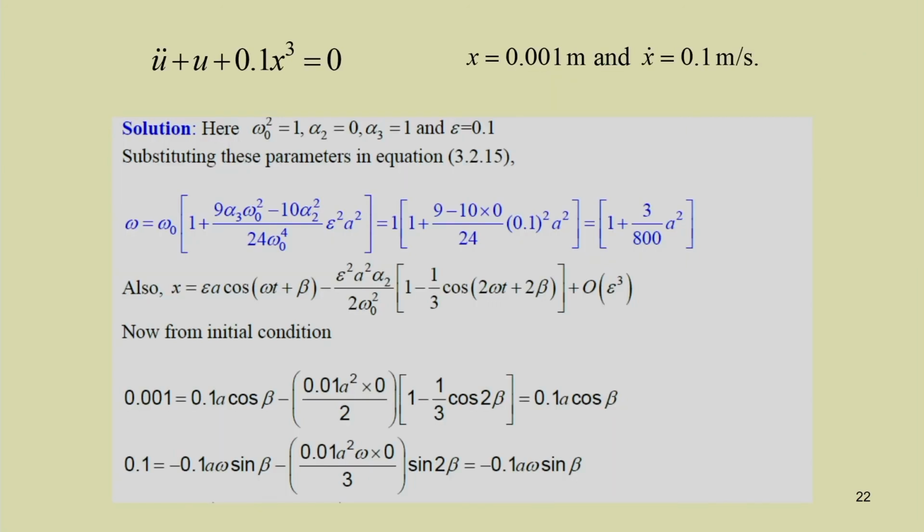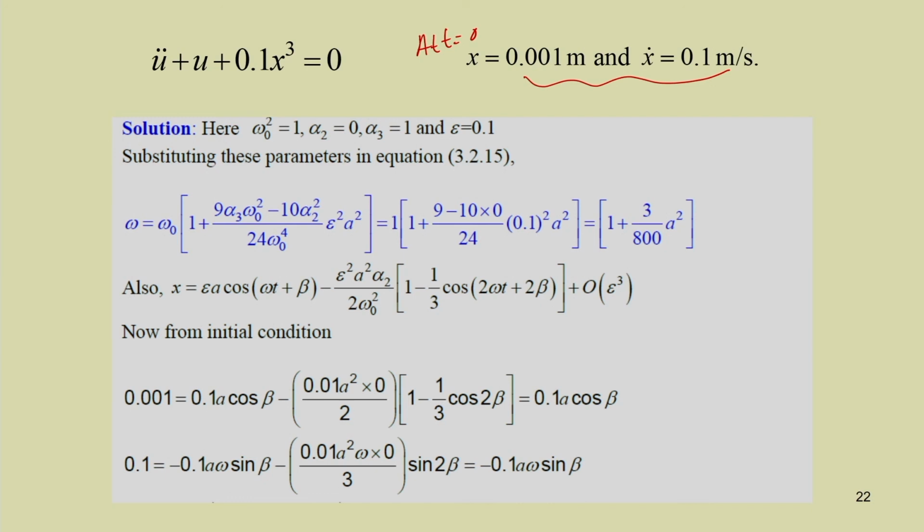Let us solve this equation: u double dot plus u plus 0.1 x cube equal to 0. Taking at t equal to 0, x equal to 0.001 and x dot equal to 0.1. These are the initial conditions given to us, and now by using this Lindstedt-Poincare method we want to solve it.